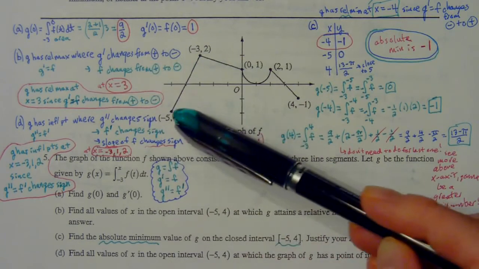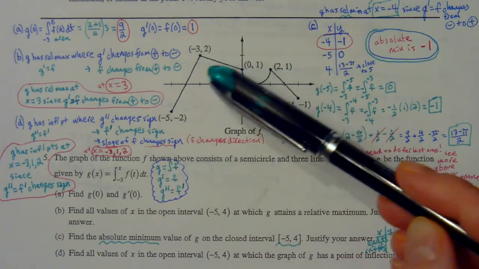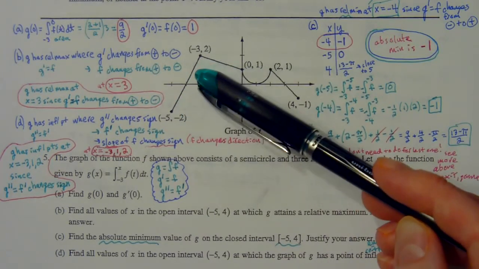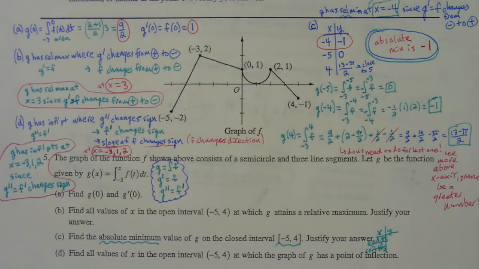So this is the F graph. This is also the G prime graph. And the G prime changes from below to above, so the G prime changes from negative to positive. So at -4, that would actually be a relative min on that G function right there. That's just a little bonus knowledge thrown at you real quick.